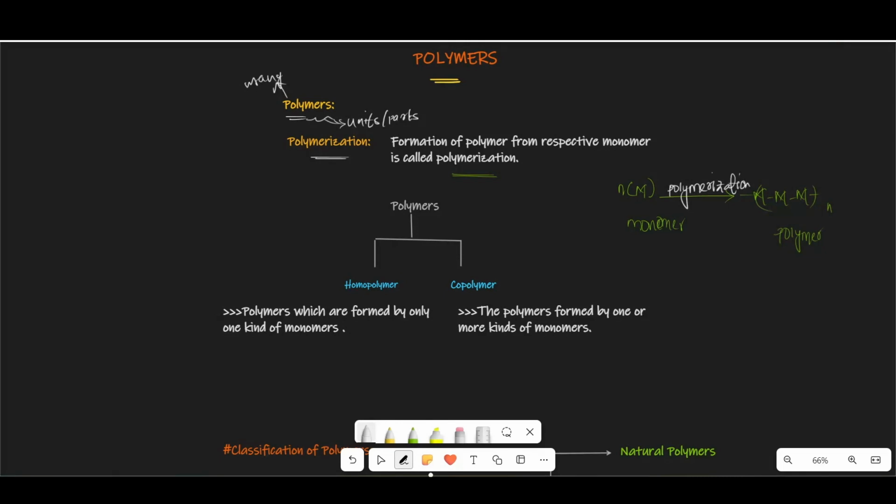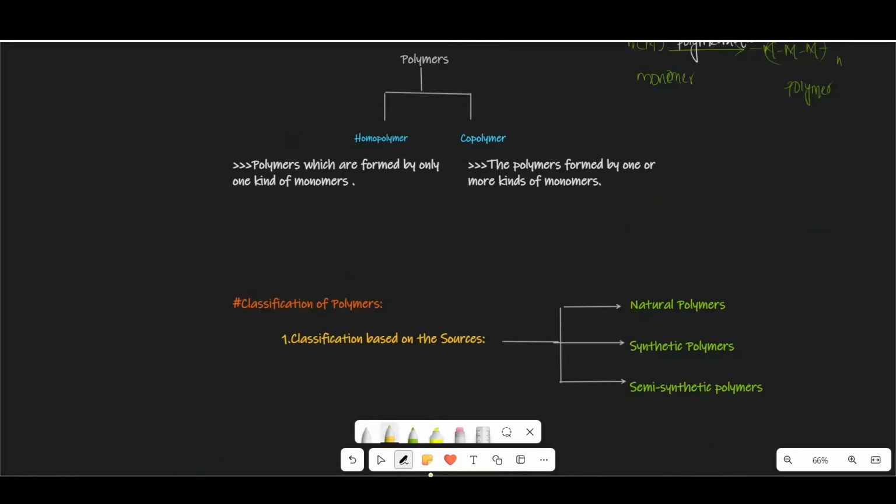Now let's see the types of polymers. There are two types of polymers. One is homopolymer and another one is copolymer. Homopolymer means polymers which are formed by only one kind of monomer.